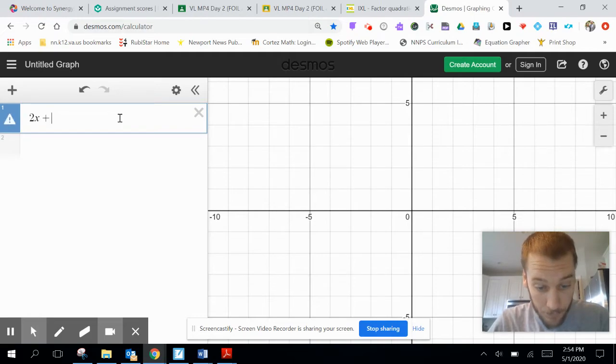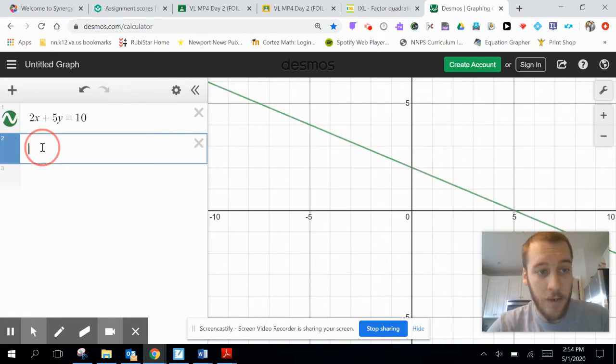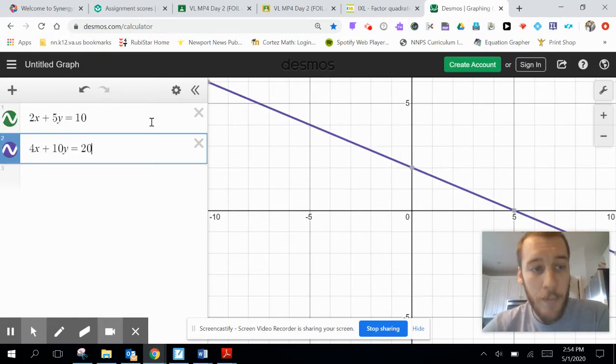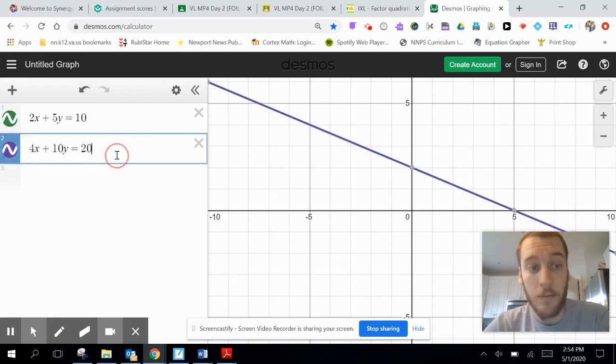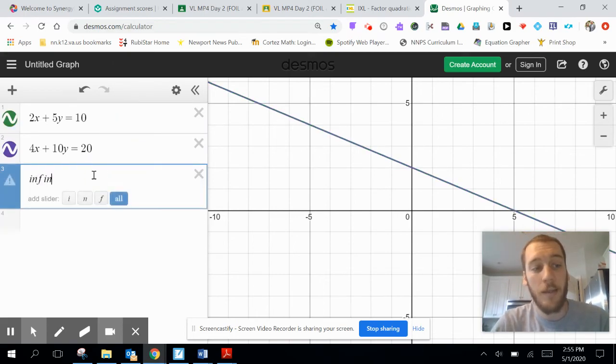And the last option is, say I've got something like this: y equals 10 and some kind of variation, 4x plus 10y equals 20. I'm not sure if it looks exactly right, but when I go and look at the graph, I can click on the different ones. Here's my green line, here's my blue line, they're right on top of each other. So these lines touch each other everywhere. There's going to be infinitely many solutions. If you've got the exact same line, you just type infinite for all solutions.